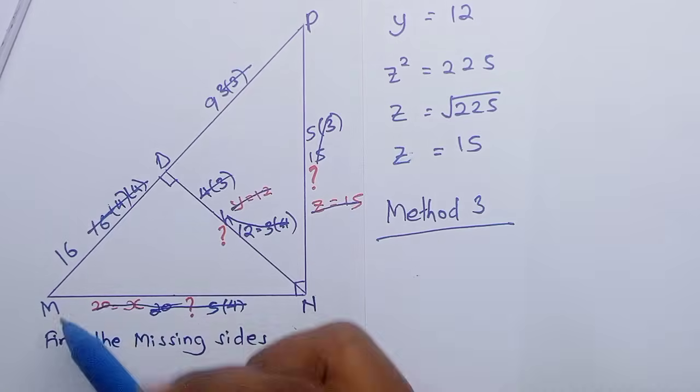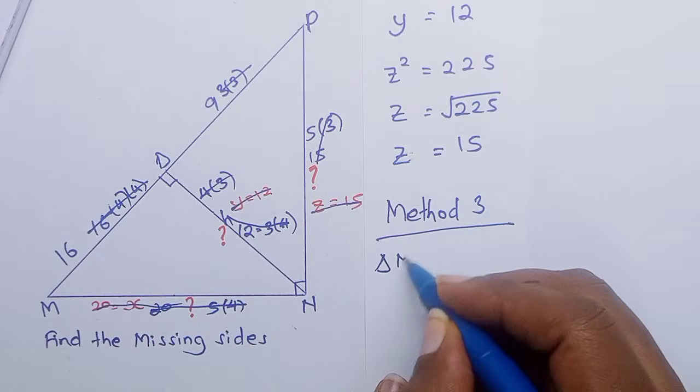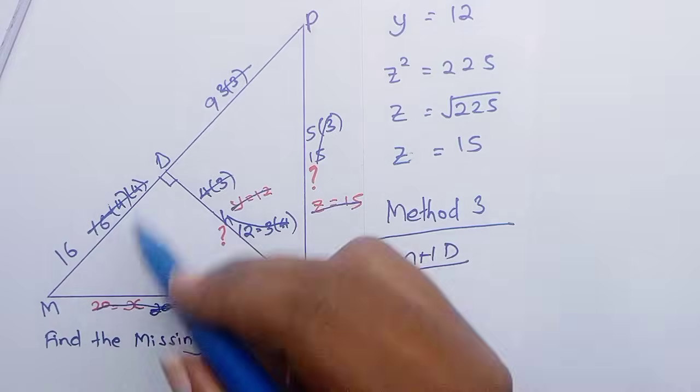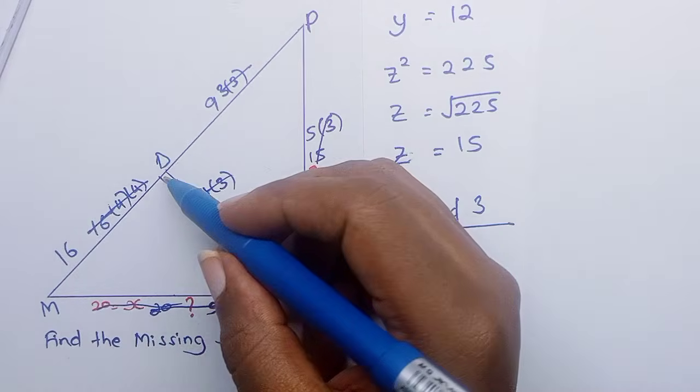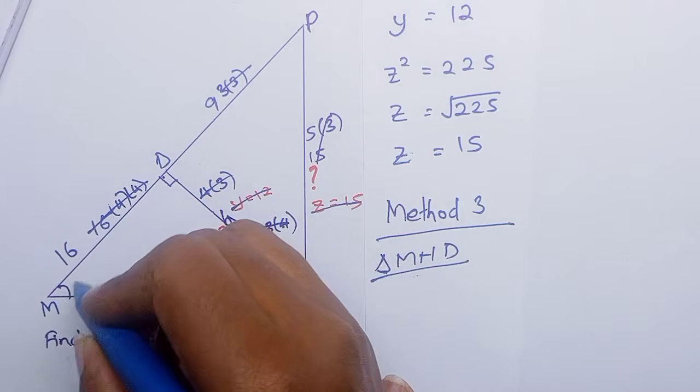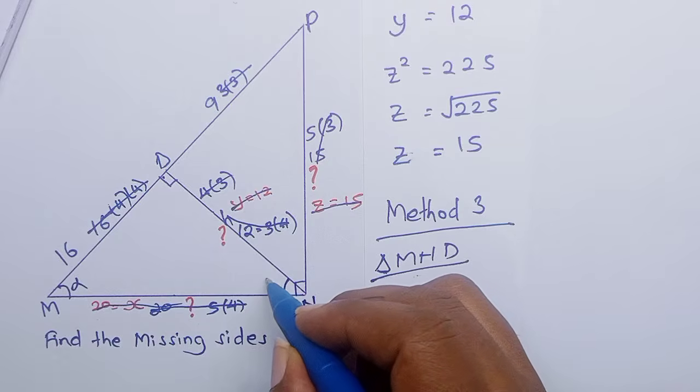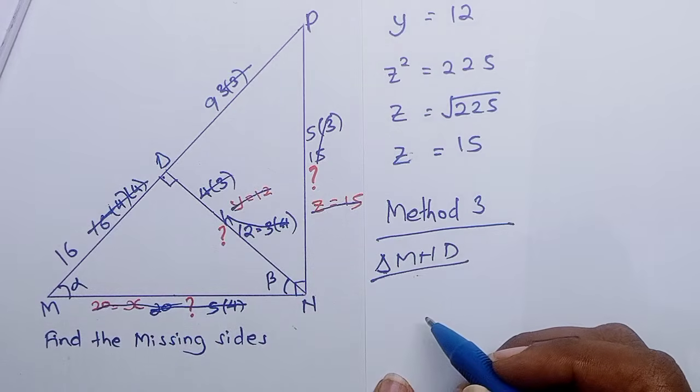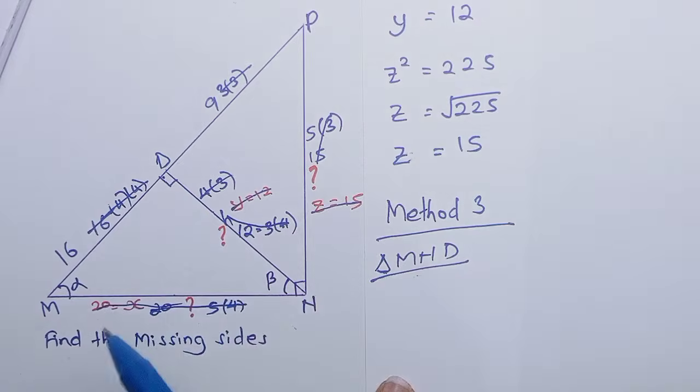So first, let's consider this triangle MND, this one here. So this is 90 degrees. Let this angle be alpha, and this angle here, beta. Now, since this is 90 degrees, that implies that alpha and beta are complementary angles because they add up to 90 degrees. And we know that interior angles of a triangle must add up to 180. So if this is 90, that means that these two share 90 degrees. So they are complementary angles.